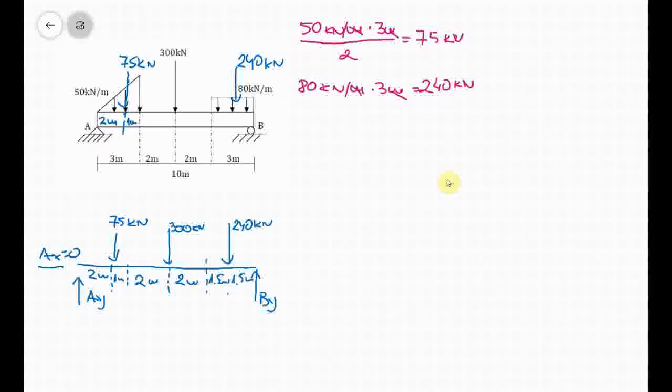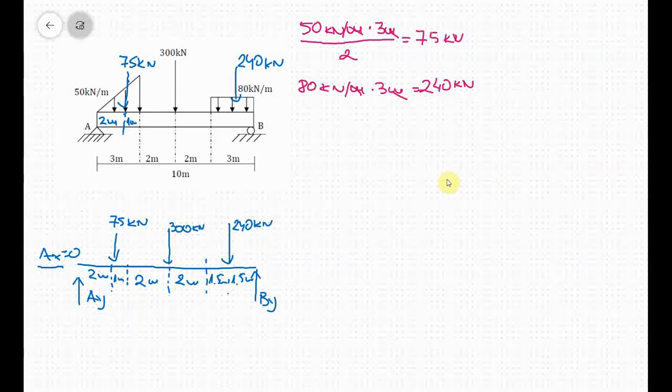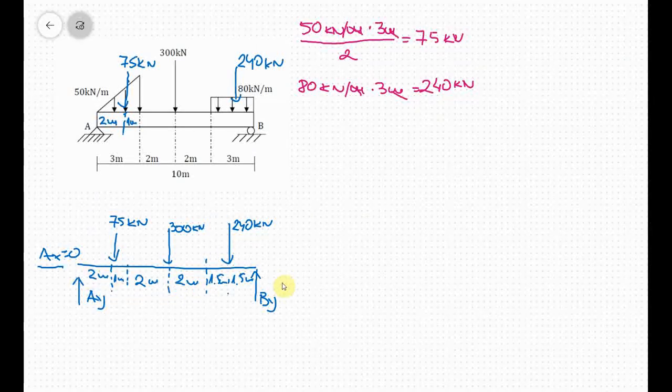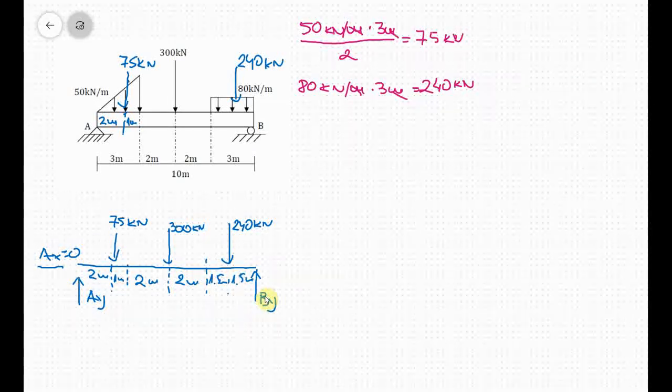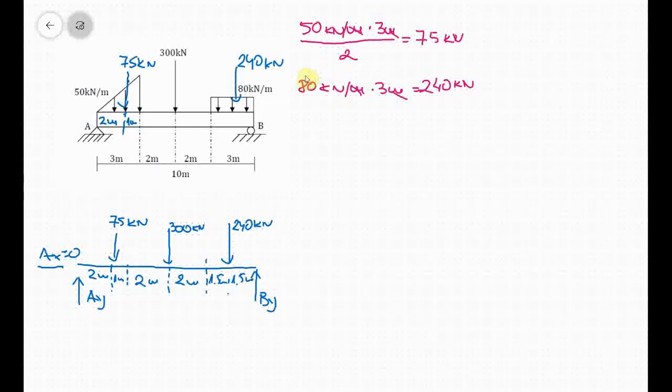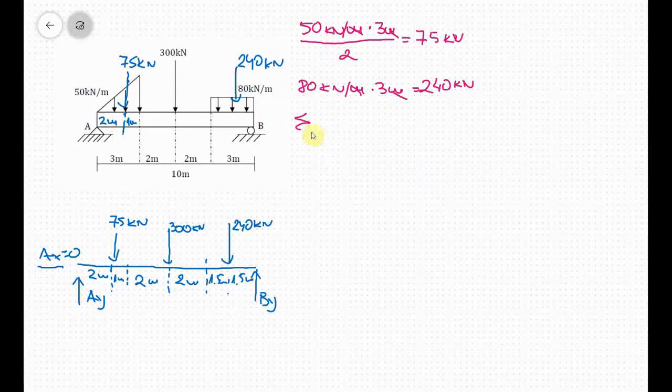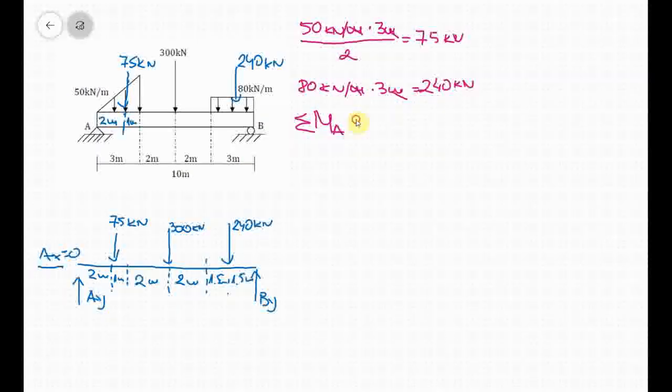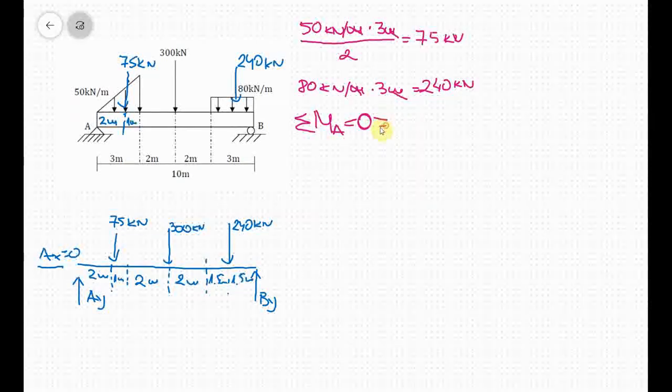Now, when we have the free body diagram, we have three concentrated loads, we can solve for the reaction forces. First, I will start taking a moment around one point. I will start with point A to solve for the reaction force at point B, and then when I have that By, I will solve for the Ay. So sum of the moments at point A is equal to 0.